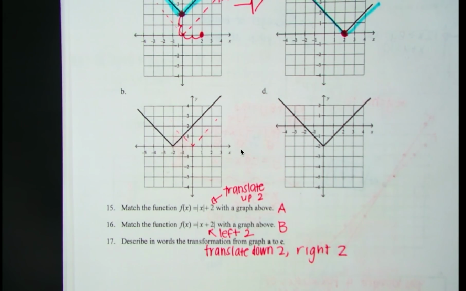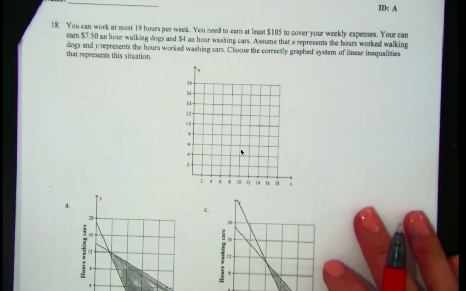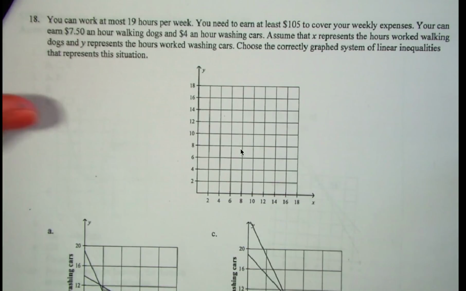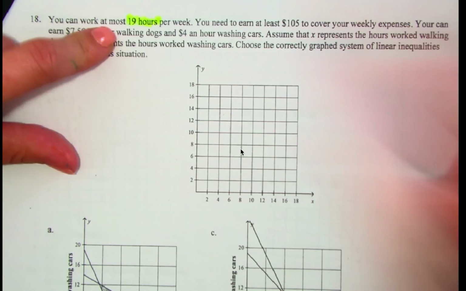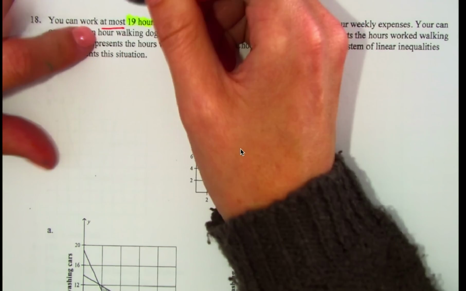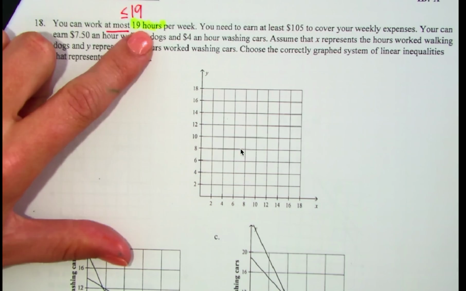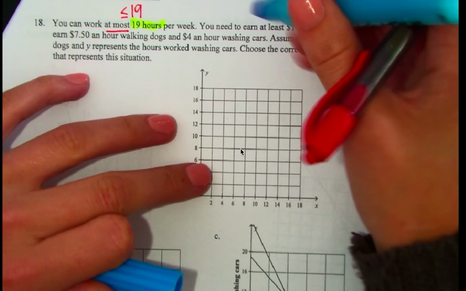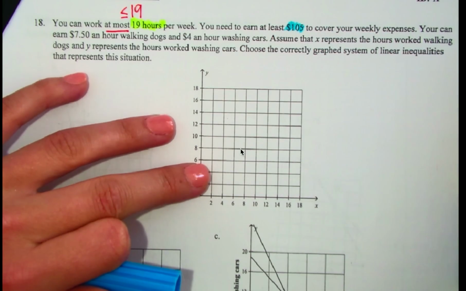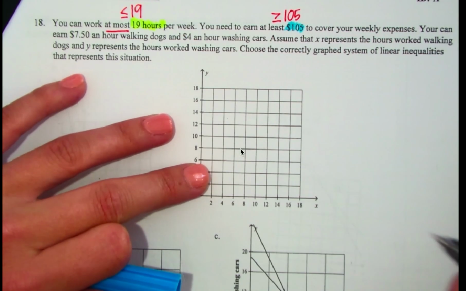All right, our last problem, number 18, is you can work at most 19 hours per week. So 19 hours, but we can work at most. So this word right here represents an inequality. At most means you have to work less than or equal to 19 hours for the week. That's what at most means. You need to earn at least $105. So I'm going to do the dollars in a different color. At least $105 means you need to earn greater than or equal to $105.